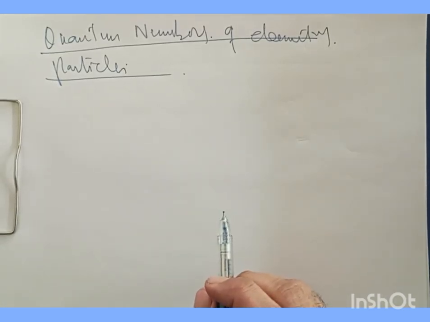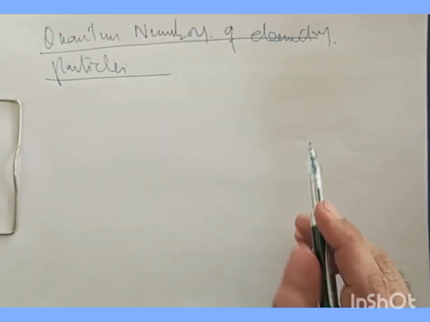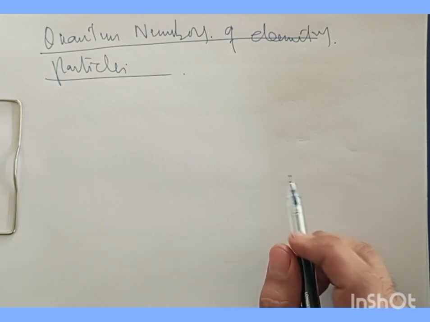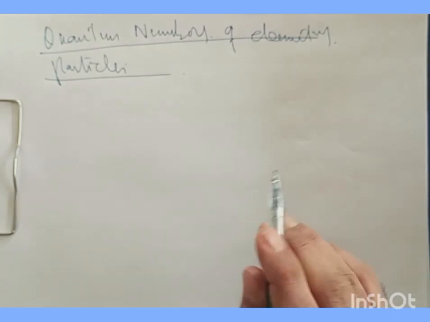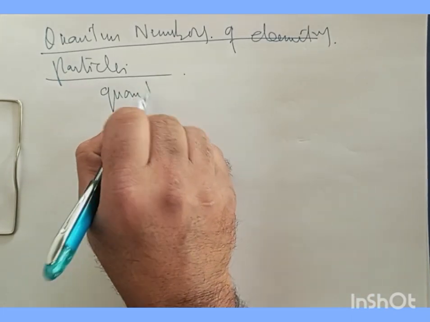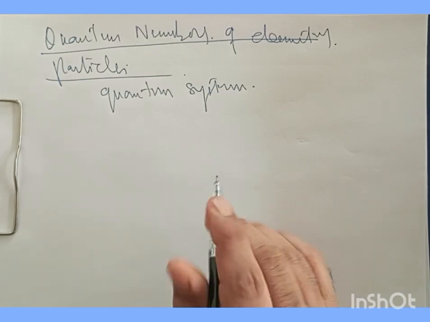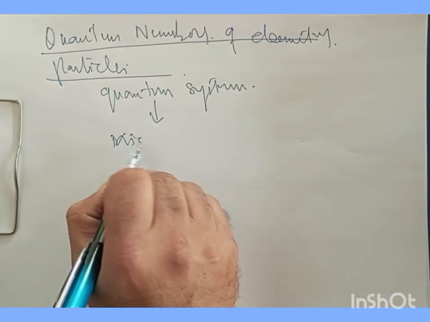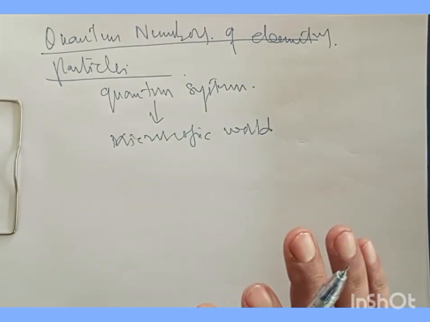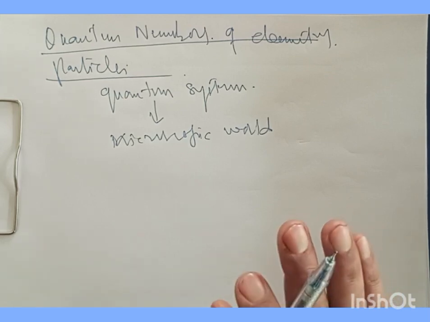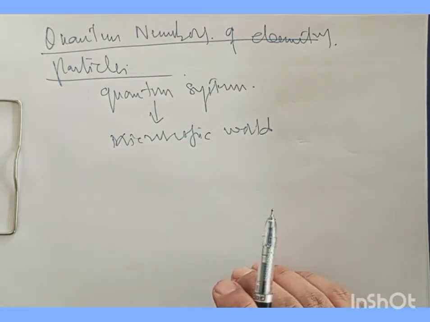Now let's talk about quantum numbers of these elementary particles. As we know, these quantum numbers describe the values of the conserved quantities in a quantum system, and they are relevant only in the regime of the microscopic world, or microscopic systems.